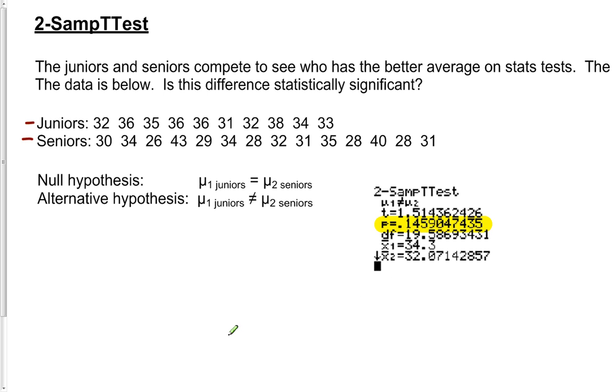So we cannot conclude that juniors and seniors are truly different, that there is a statistically significant difference in their scores. We would say that we cannot reject the null hypothesis, that they are in fact equal, and that on any given day you're just going to get some variation.